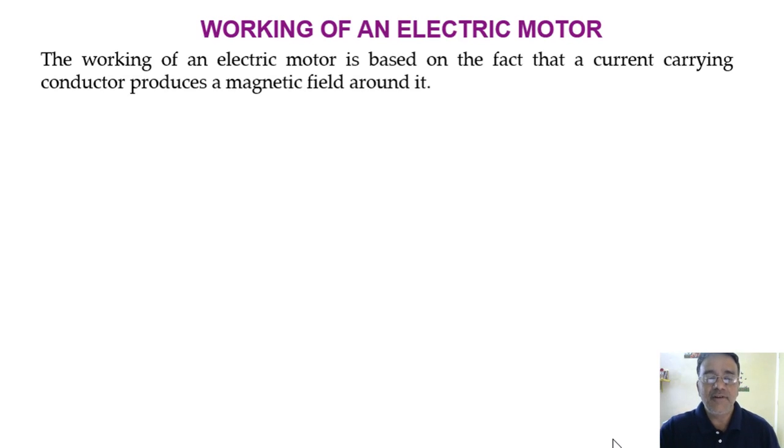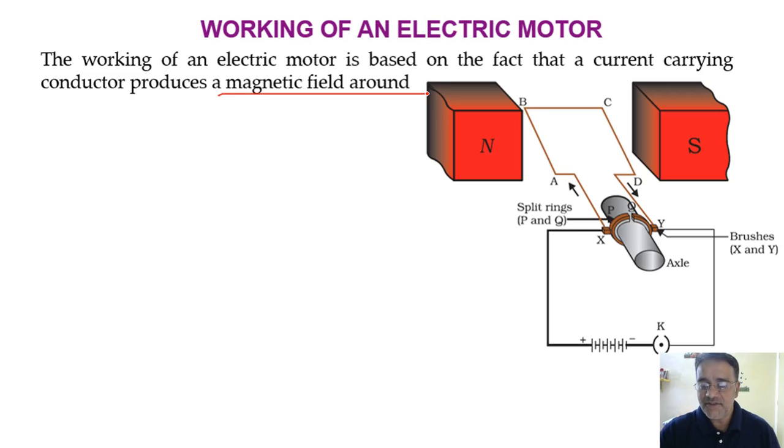Okay. So now let us discuss the working of an electric motor. When an electric current is passing into a rectangular coil, this current produces a magnetic field around the coil. Because of that, a force will act on it. So the working of an electric motor is based on the fact that a current carrying conductor produces a magnetic field around it.